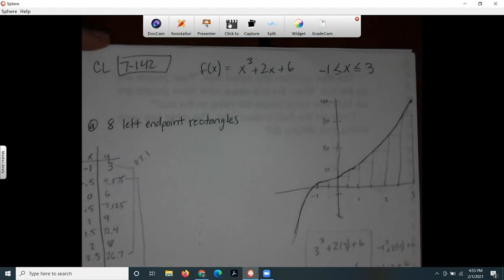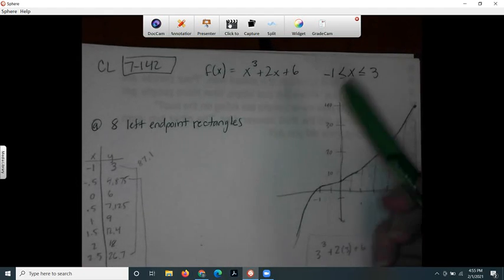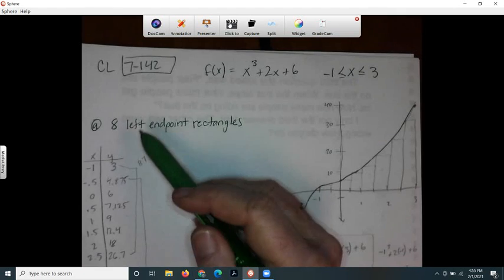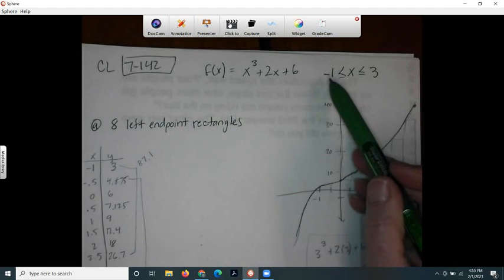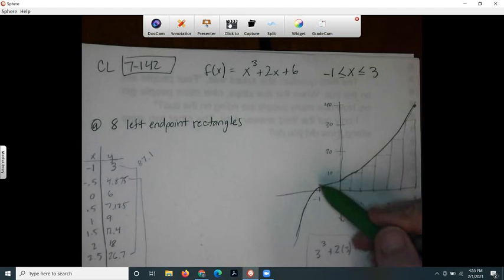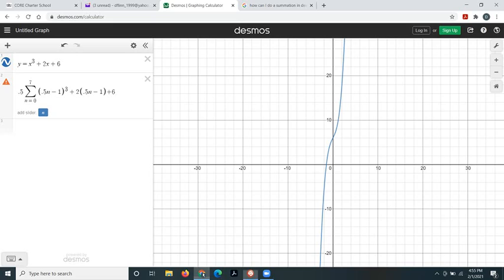Typically how you do this is you figure out that you need 8 rectangles, and you need to be in between negative 1 and 3. So I imagine whether the graph is increasing or decreasing. I'll share my Desmos with you real quick. Here it is on Desmos.